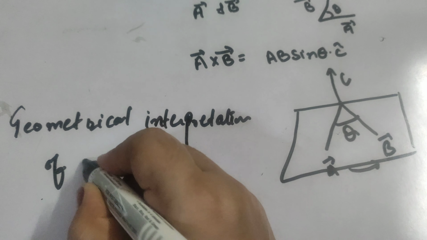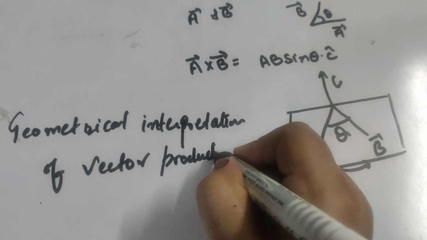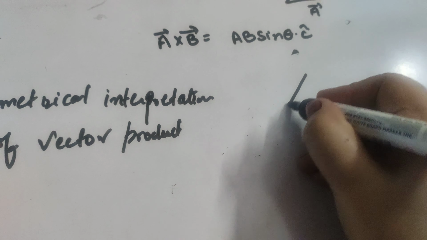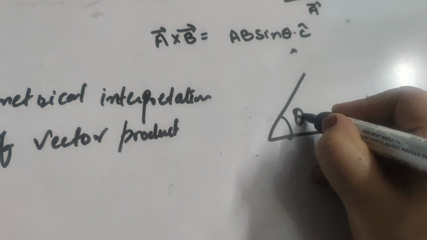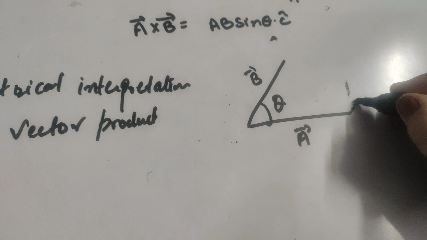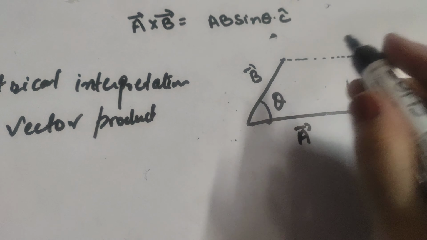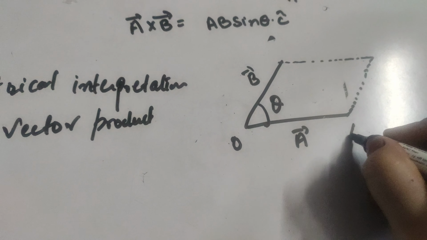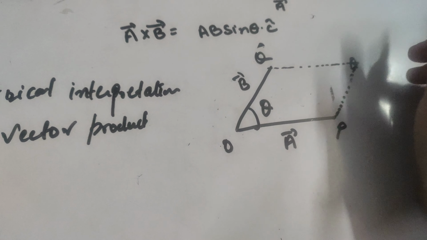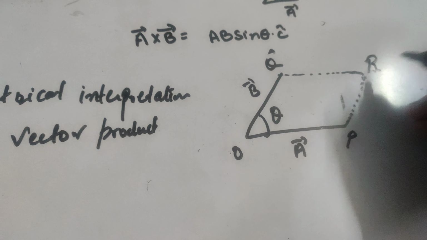of the vector product of two vectors. For this, let us consider we have two vectors making an angle theta like this, A vector and this is B vector. So if I complete this parallelogram, in that case let us name it as O P Q and this is R. This vector is R vector, right?